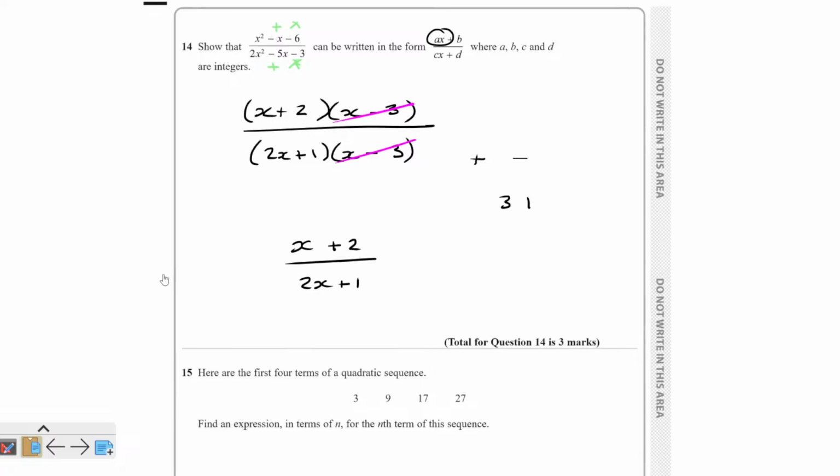Okay, let's have a look at question 15. Oh, another really nice one, quite straightforward. Here are the first 4 terms of a quadratic sequence: 3, 9, 17, 27. Find an expression in terms of n for the nth term of this sequence. So as long as you've memorized how to do this, you just have to recite it basically, don't we?